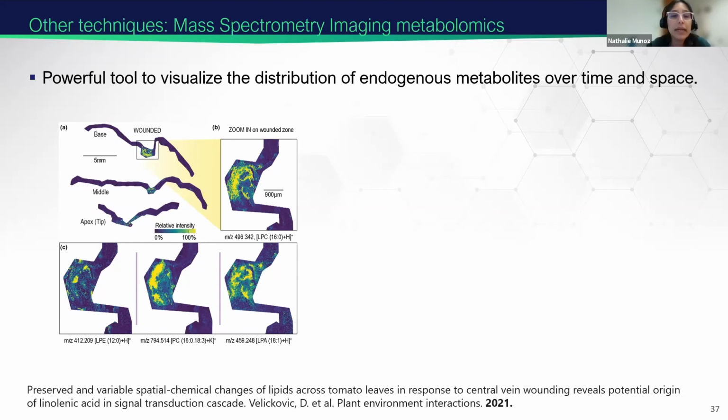So it was found that phosphatidylcholines strongly colocalized with the injured zones of the wounded leaflets, and similar localization was also found for LPE and lysophosphatidic acid. So the high resolution colocalization imaging suggested that linolenic acids are predominantly released from PCs with 16-18 fatty acid composition along the entire leaflet.